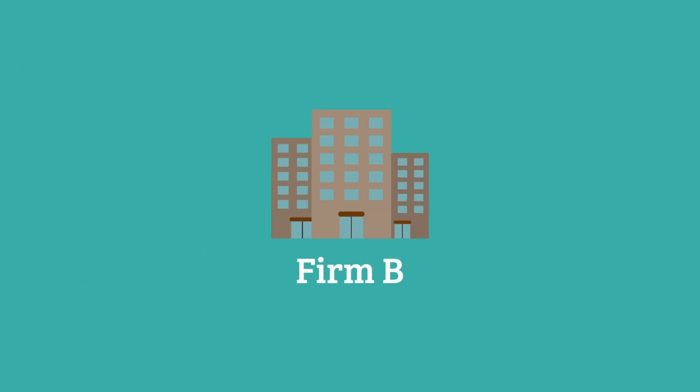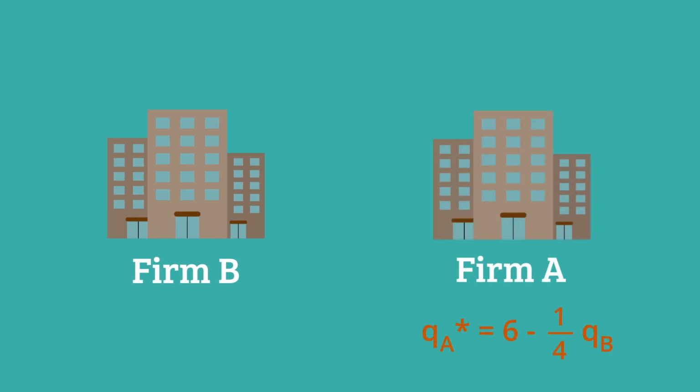How about firm B? If we simply assume firm B has the same cost structure, we can see that the situation it faces is actually symmetric, and thus, following the same analysis, we will obtain the best response function of firm B as QB star equals 6 minus 1/4 times QA. So now we know the optimal behaviors of the two competing firms. What will be the market outcome?